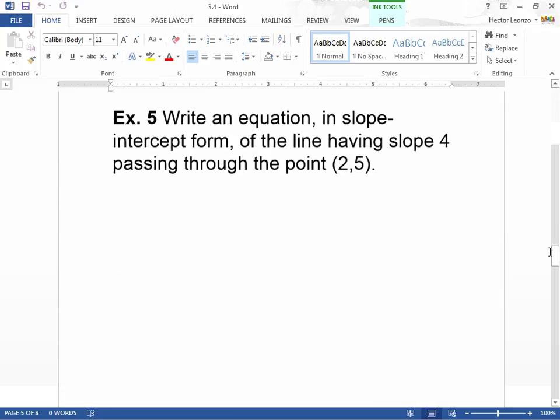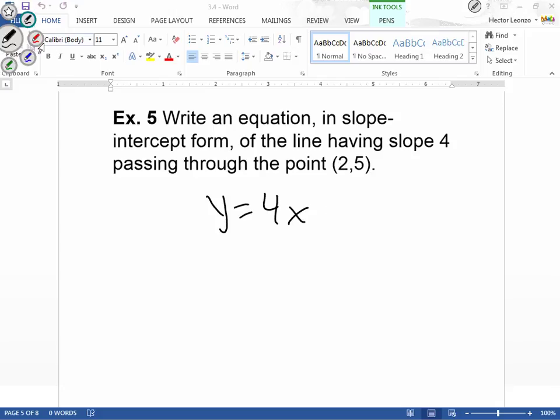Now, let's write an equation without the graph. We're going to write the equation in slope-intercept form of the line given. The slope is 4, and it has to pass through the point (2, 5). So we know part of the line. The line is y equals 4x because we know the slope. I just don't know my y-intercept because the x value is not 0. So so far I only know half of my answer. Now let's solve for the other half.